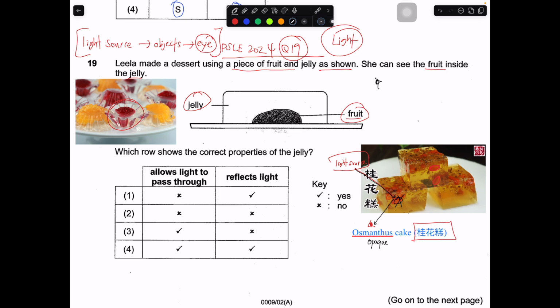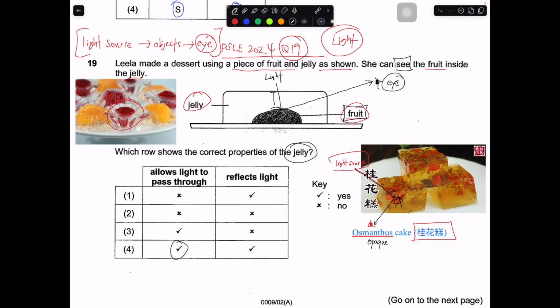The eye over here, this is the eye. So she can see, it means the light must have hit the fruit and reflected into the person's eye. So which row shows the correct property of the jelly? In this case, the correct property of the jelly is: does it allow light to pass through? Yes, because the light source must have passed through the jelly and then reflected into the person's eyes for her to be able to see the fruit itself. So that's the first part.